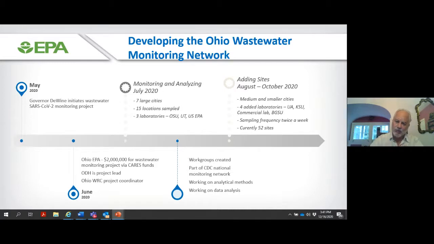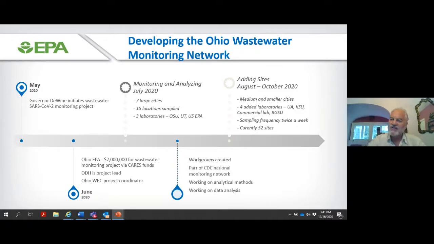So this was important because we needed to set up a network of laboratories to really do the sampling and the intensity of sampling that we wanted to do. So beginning in July, we targeted the 7 large cities in Ohio, and that was with OSU, Ohio State University, University of Toledo, and the US EPA. We contributed those southwestern parts of the state, and those other labs did the central and northern parts of the state. And then with time, that's grown.